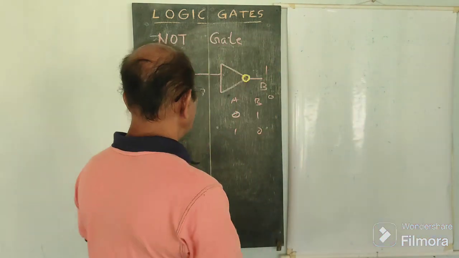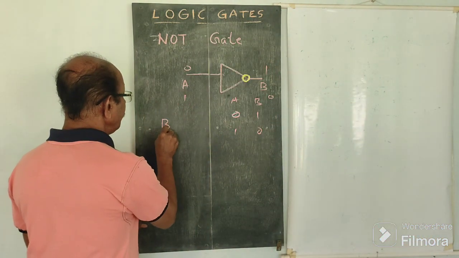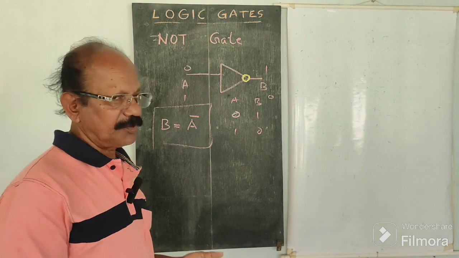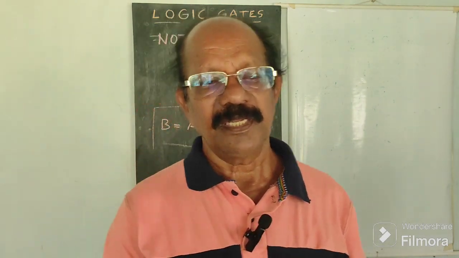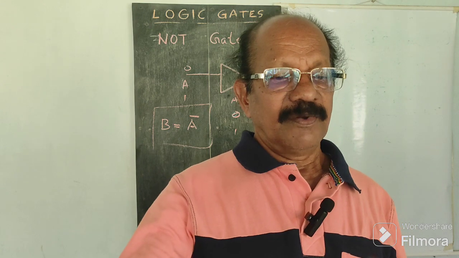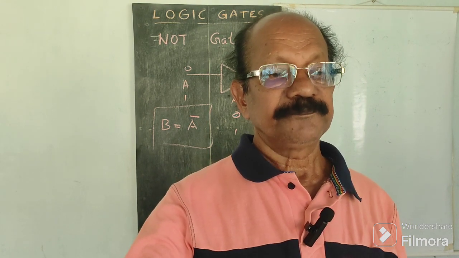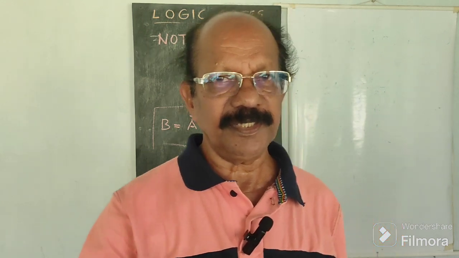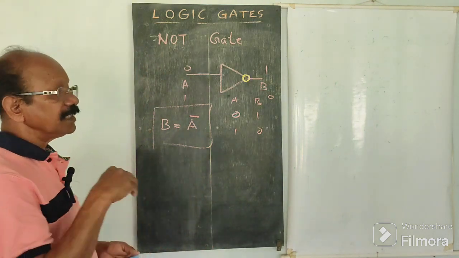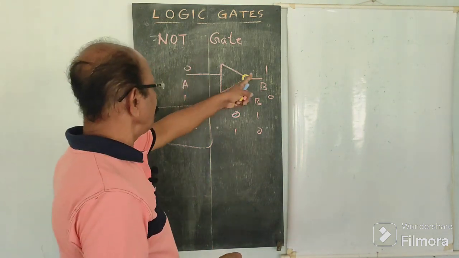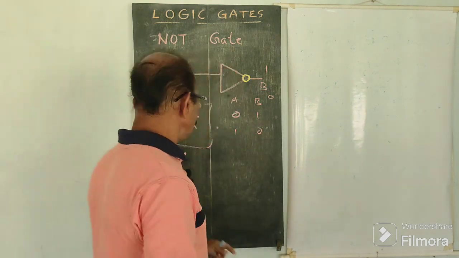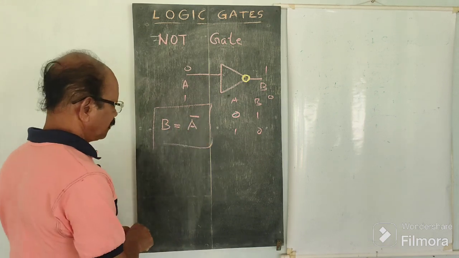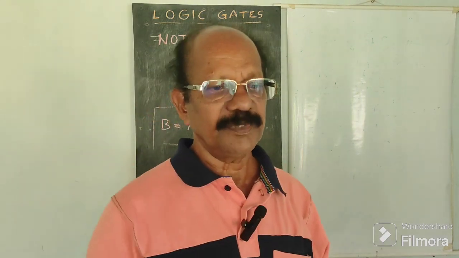Therefore, output B is equal to A bar. Okay, the opposite state, and only one input, one output. Whatever we are giving in the NOT gate, the output will be just opposite: 0, 1 or 1, 0. Or symbolically, the output B is equal to A bar.